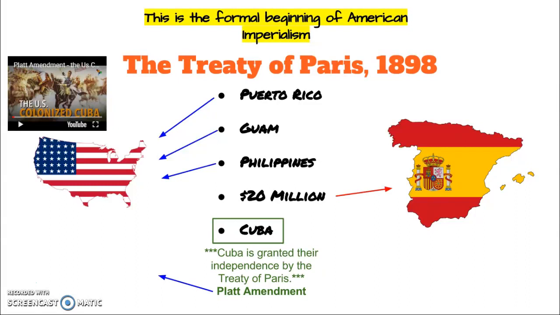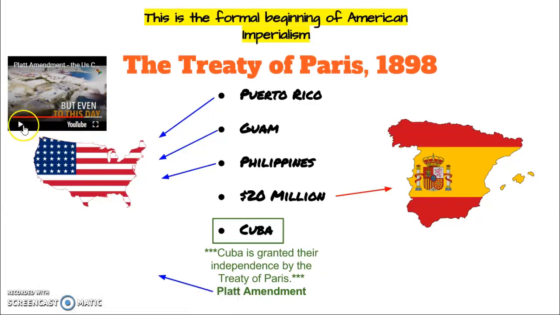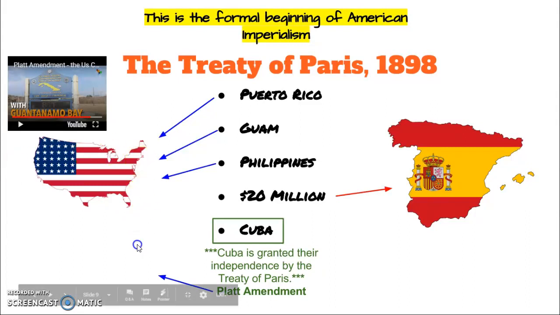And then thirdly, Cuba is required to sell or lease land to the United States to be used for either naval bases or coaling stations as it sees fit. The result of that is Guantanamo Bay. You can kind of see it here on this little screen, and if you go through and actually watch this, you'll see that it does a short snippet on what Guantanamo Bay is. But Guantanamo Bay Naval Station, that's still in Cuba today, a direct result of this particular amendment in the Cuban Constitution.